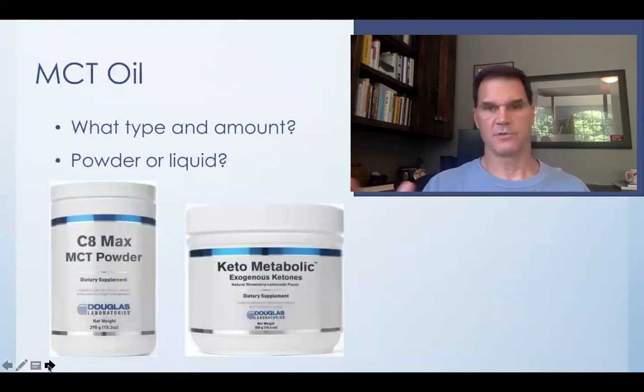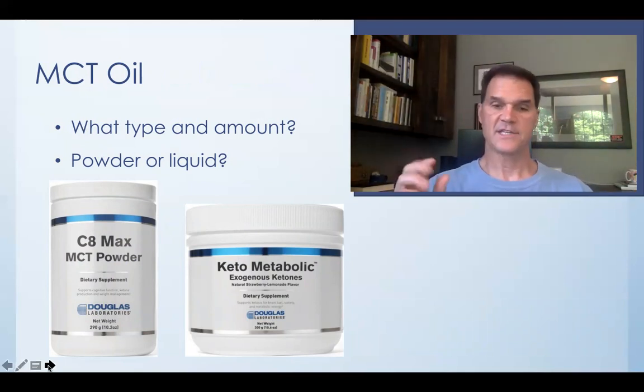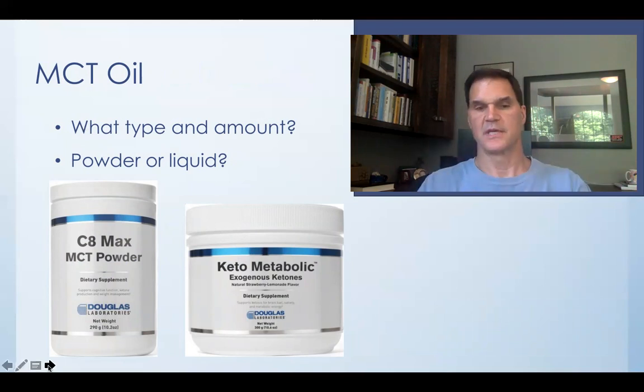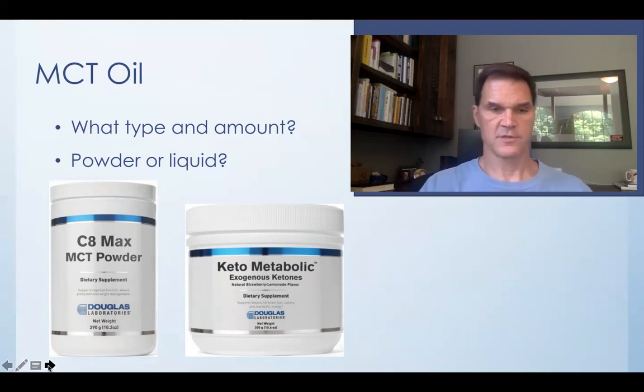These are products. I'm going to talk about MCT oil on another talk coming up soon, because the question with MCT is what type and what amount, and do you take powder or liquid? When we talk about keto metabolics, this is the product from Douglas that I've got on the screen here. That's just beta hydroxybutyrate. That is a ketone. Your body takes medium chain triglyceride oils, or MCT oils, and can make ketones out of that. So the other product you see there, the C8 Max, is MCT powder.